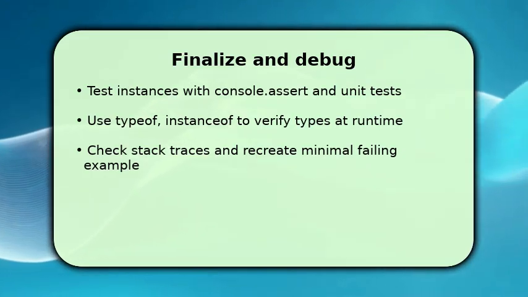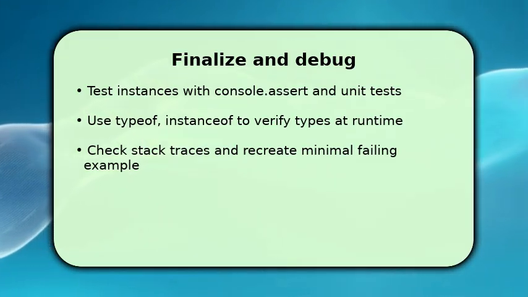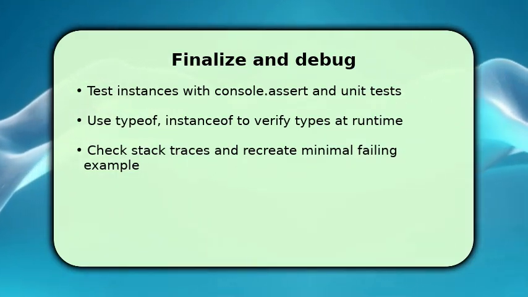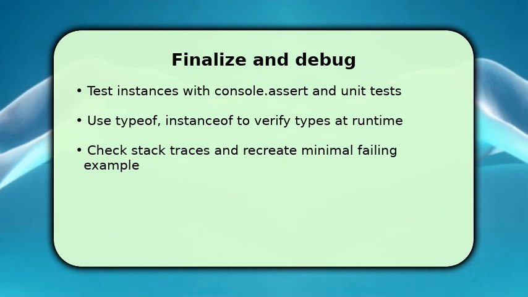If things go wrong, inspect stack traces and reproduce the issue with a minimal example. Often a missing super call or binding this incorrectly is the culprit. Make sure to bind event handlers or use arrow methods to preserve this when passing methods around.